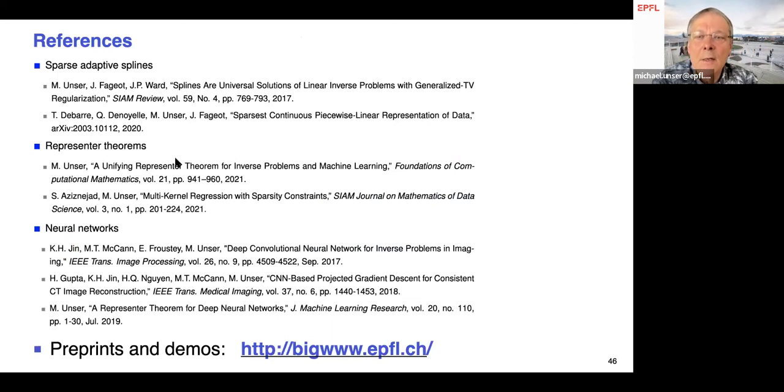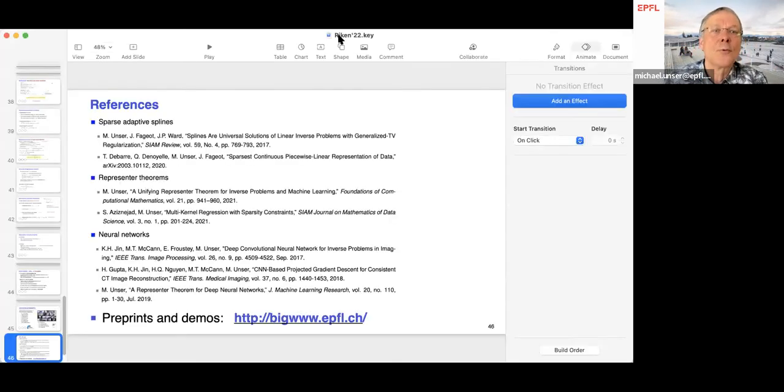And finally, here are some primary references of what I've been talking about. In particular, this paper here in Foundations of Computational Mathematics, where you have this general representer theorem, and then all kinds of algorithms for implementing the different variants that I've proposed in my presentation. And I'll stop here for questions.